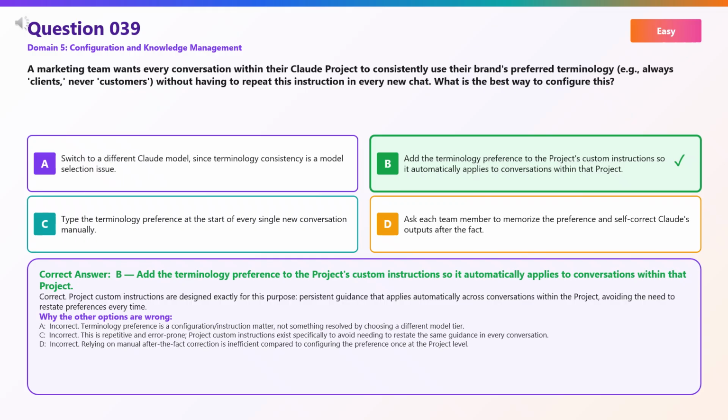Project custom instructions exist specifically to avoid needing to restate the same guidance in every conversation. D. Ask each team member to memorize the preference and self-correct Claude's outputs after the fact. Is incorrect. Relying on manual after-the-fact correction is inefficient compared to configuring the preference once at the project level.